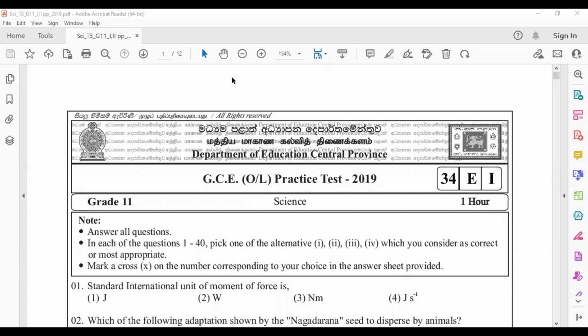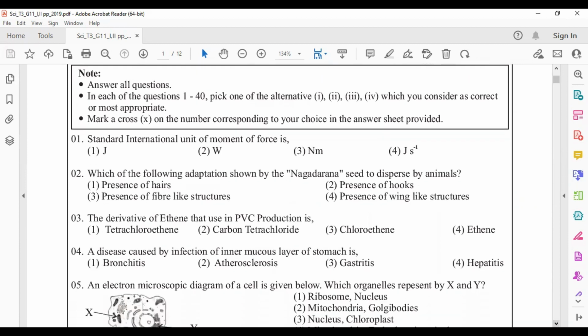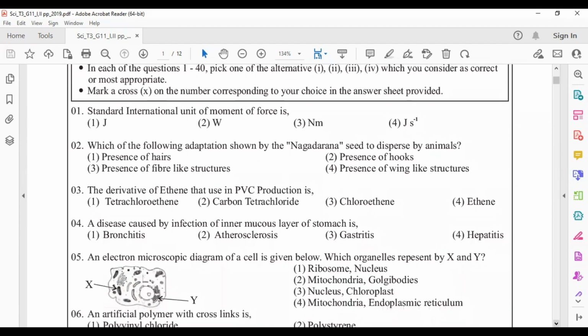Today, I am going to explain the answers for GCE O-Level Practice Test 2019 paper. First question: Standard International Unit of Moment of Force is Newton meter. Answer number 3. It is because the moment is measured by multiplying the force with the distance.